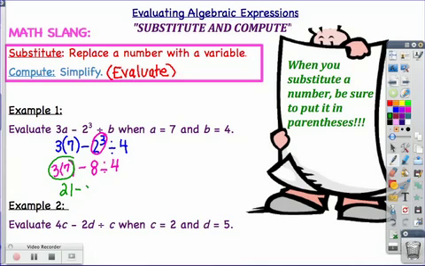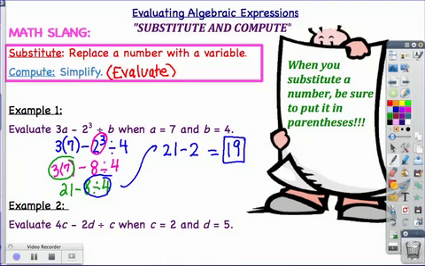Example 2. Evaluate 4c minus 2d divided by c when c equals 2 and d equals 5. Pause the screen and try this question on your own, and resume when you're ready. Here, we do 4 times c, so I put my 2 in parentheses, minus 2 times d, so I put the 5 in parentheses, divided by c, which is 2.